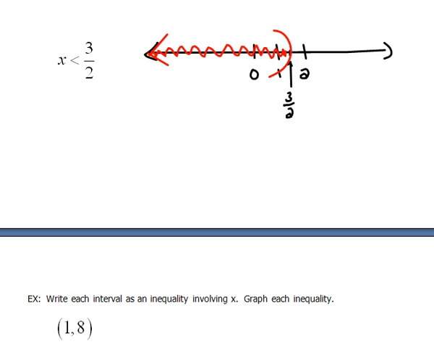Now that it's graphed, it's much easier to read off the interval notation. So that starts way out here to the left at negative infinity, and it goes all the way up to 3/2. Now negative infinity, just like positive infinity, always gets a parenthesis around it. And because the 3/2 is not an included endpoint, there's no equality, it also gets a parenthesis.